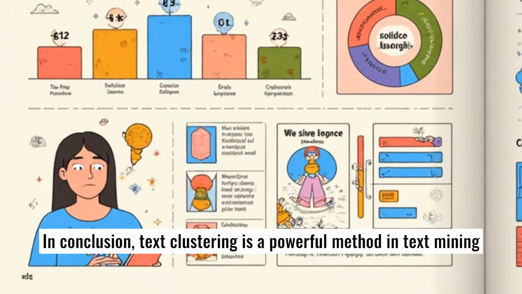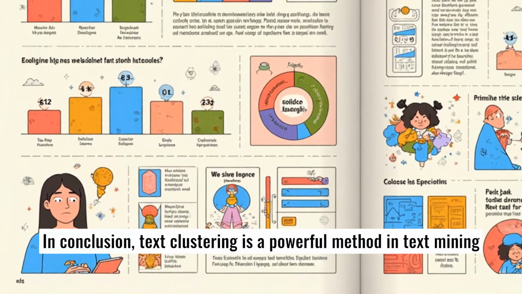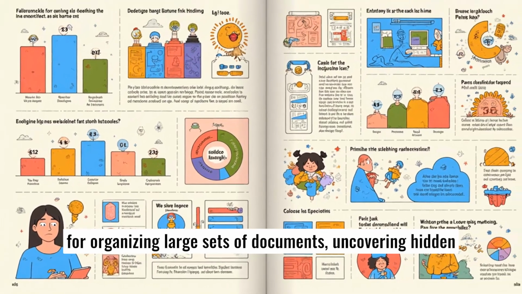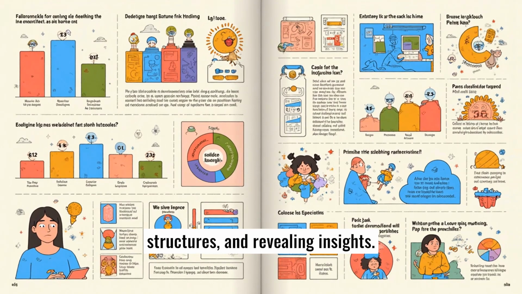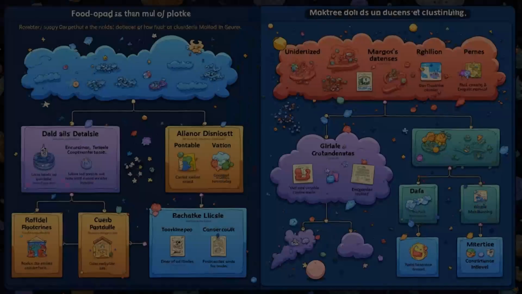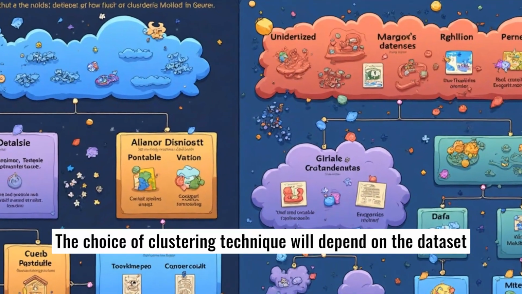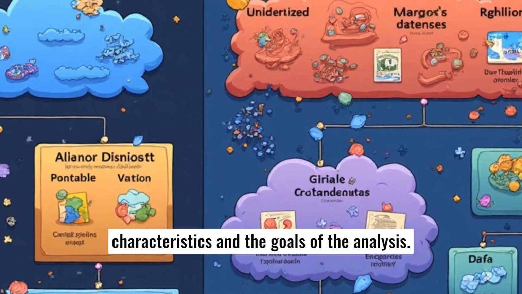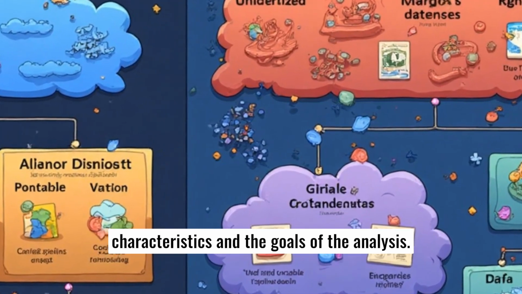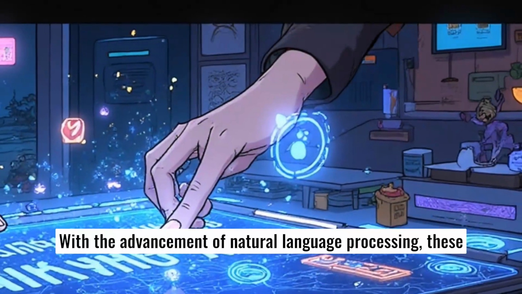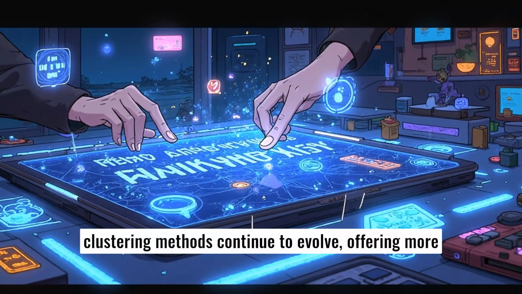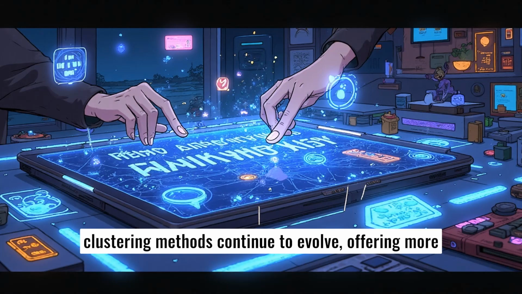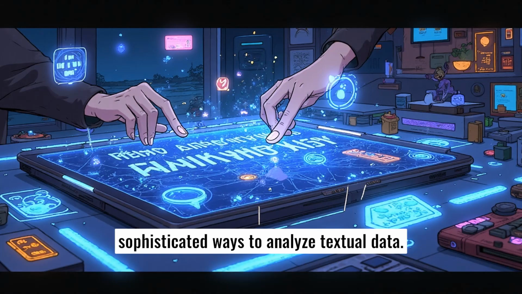In conclusion, text clustering is a powerful method in text mining for organizing large sets of documents, uncovering hidden structures, and revealing insights. The choice of clustering technique will depend on the dataset characteristics and the goals of the analysis. With the advancement of natural language processing, these clustering methods continue to evolve, offering more sophisticated ways to analyze textual data.